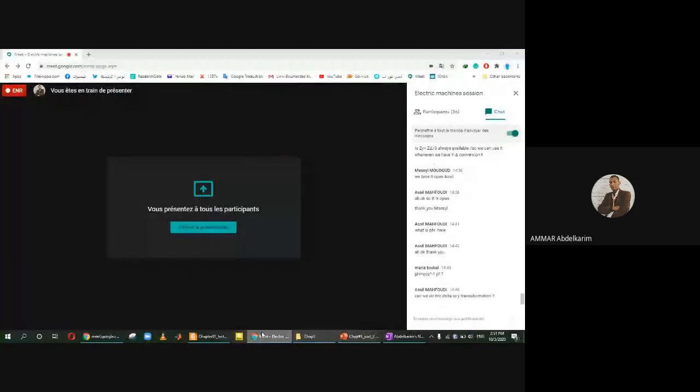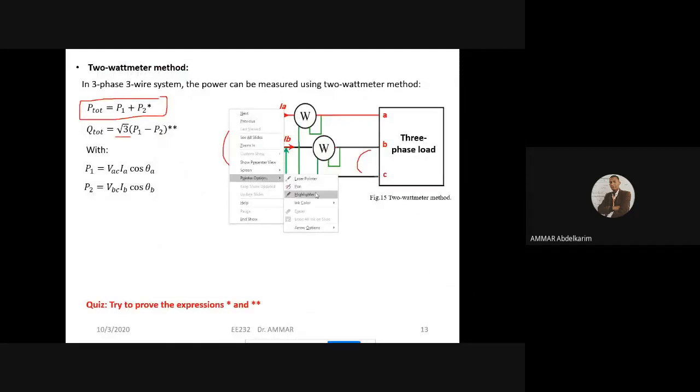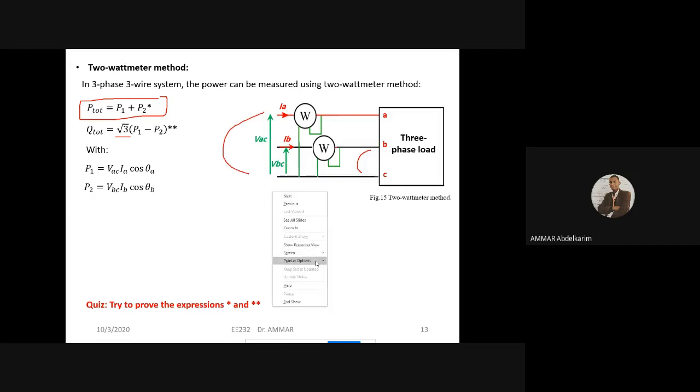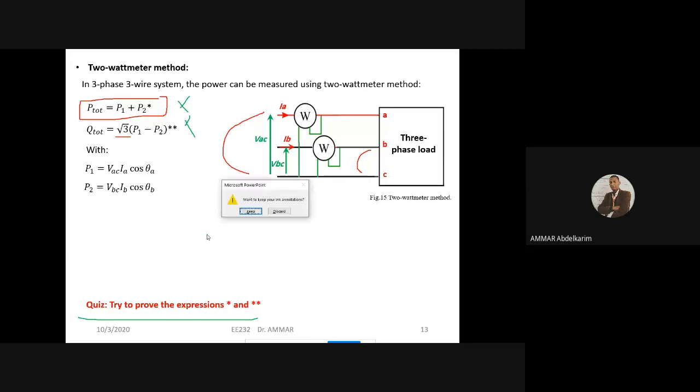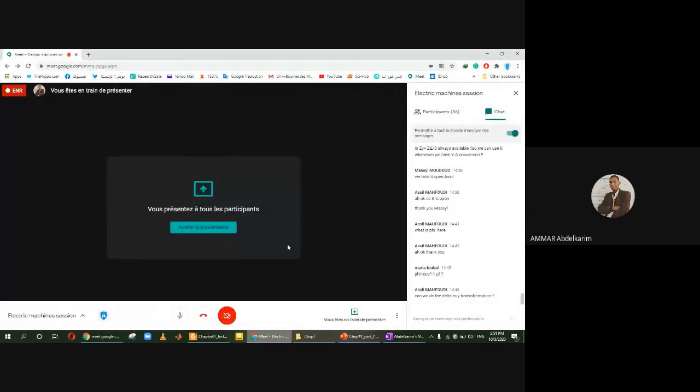Okay. I gave you a quiz to prove these expressions. Quiz, try to prove these expressions. Unfortunately, there is a single student who answered me. Out of the whole promotion, there is a single student who answered me.